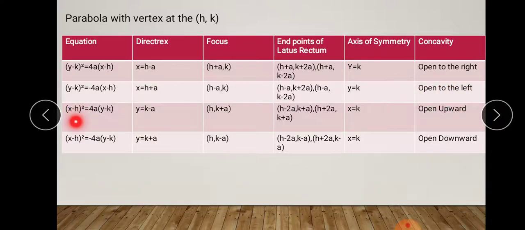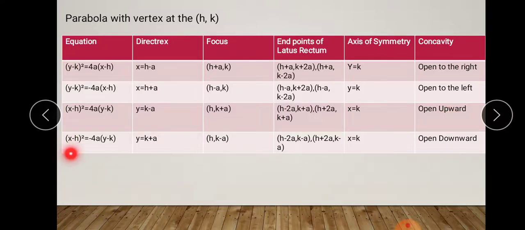Third equation: (x − h)² = 4a(y − k). The directrix is y = k − a, and the focus is at the point (h, k + a). The endpoints of the latus rectum are at the points (h − 2a, k + a) and (h + 2a, k + a). The axis of symmetry is x = h, and the concavity is open upward.